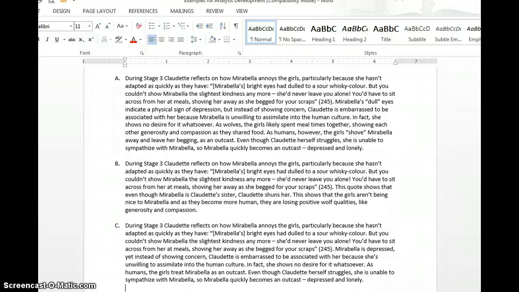C. Mirabella is depressed, yet instead of showing concern, Claudette is embarrassed to be associated with her because she's unwilling to assimilate into the human culture. In fact, she shows no desire for it whatsoever. As humans, the girls treat Mirabella as an outcast. Even though Claudette herself struggles, she is unable to sympathize with Mirabella, so Mirabella quickly becomes an outcast, depressed and lonely.